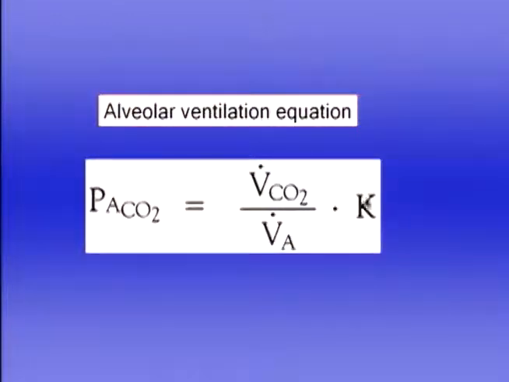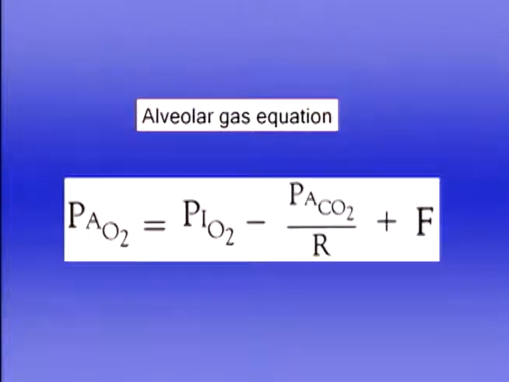We don't need to worry about the constant here. So what this means is that if, for example, we double the alveolar ventilation, the PCO2 will halve, or if we halve the alveolar ventilation, as in hypoventilation, then the PCO2 will double. Now we can use that equation together with the alveolar gas equation shown here to calculate the alveolar PO2 with hypoventilation. And here's the alveolar gas equation.